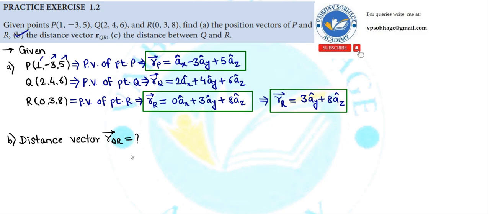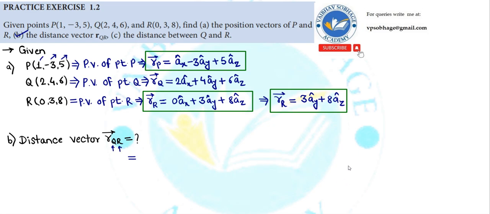So in part B, we are going to find out what is the distance vector RQR. So distance vector is what? It is the distance in between the given 2 points. So what are the given 2 points over here? We have the point Q and we have the point R.